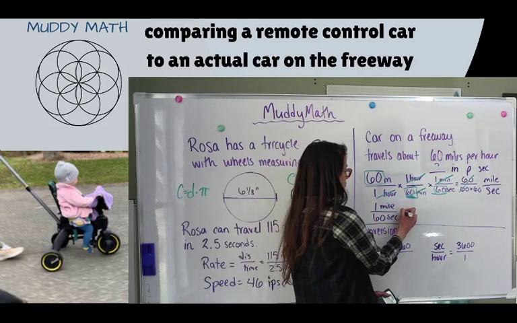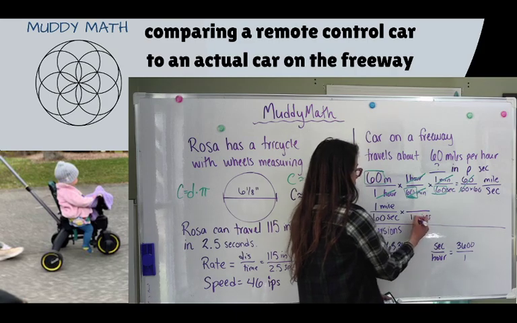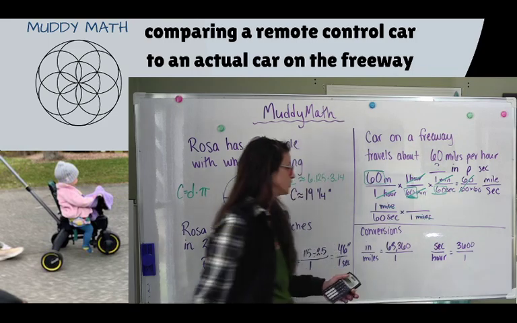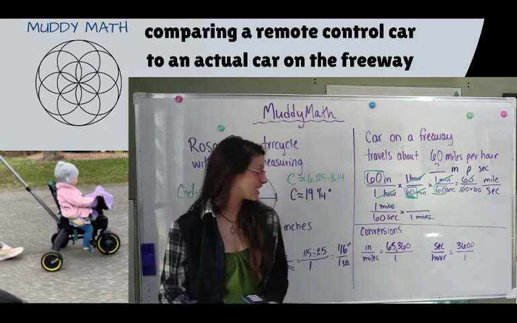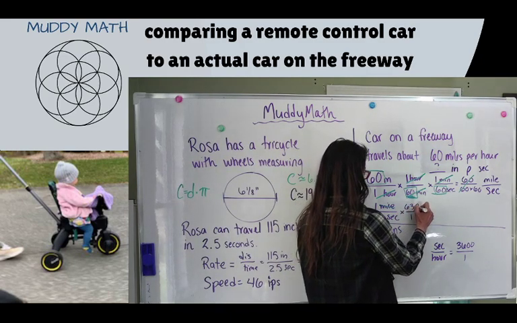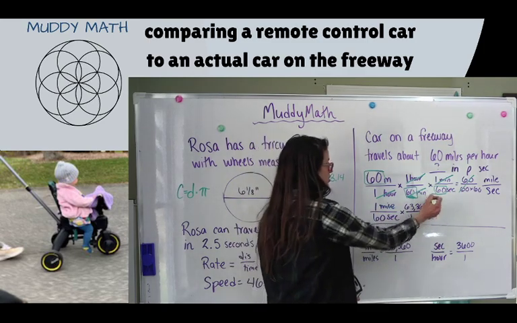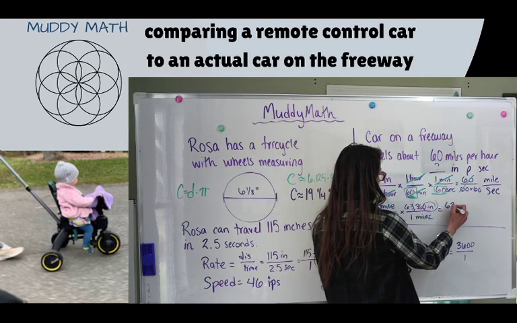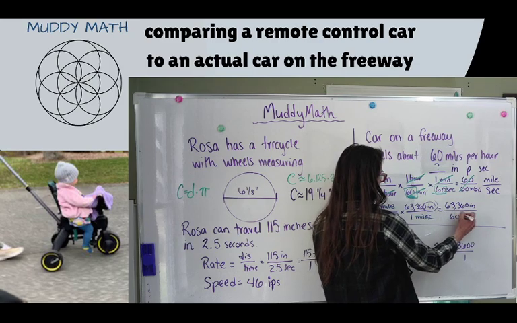So what I need to do is get rid of the miles. So 1 mile, I want these to cancel. I want the unit of mile to cancel. 1 mile, I have my conversions here, is 63,360 inches. Okay, my miles will cancel and I'll be left with inches, which is what I want, and seconds. So I get 63,360 inches in 60 seconds.